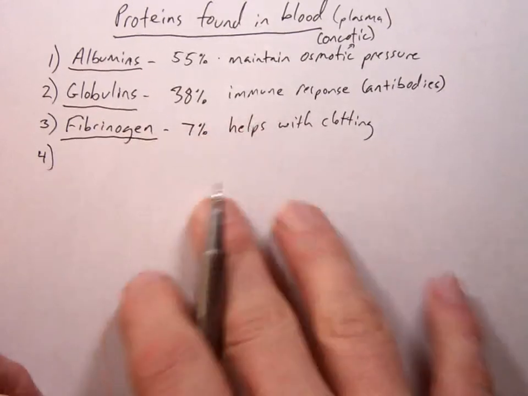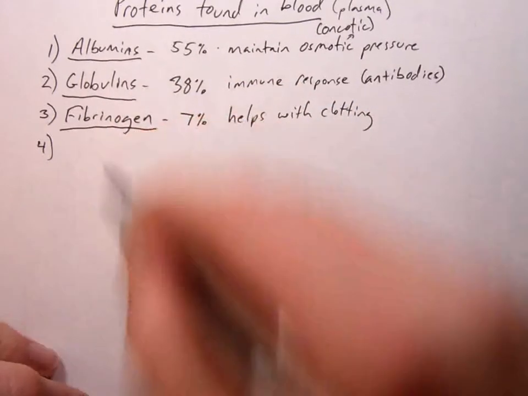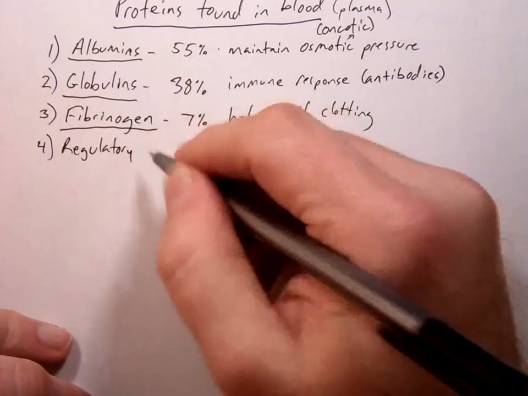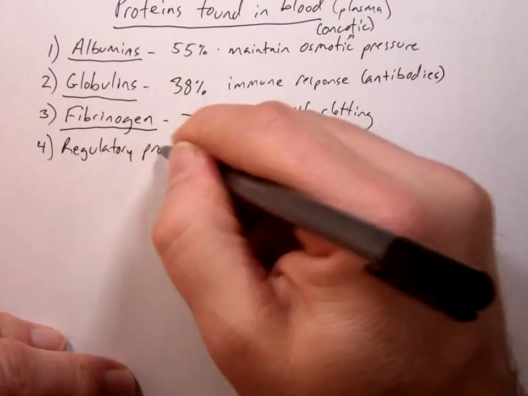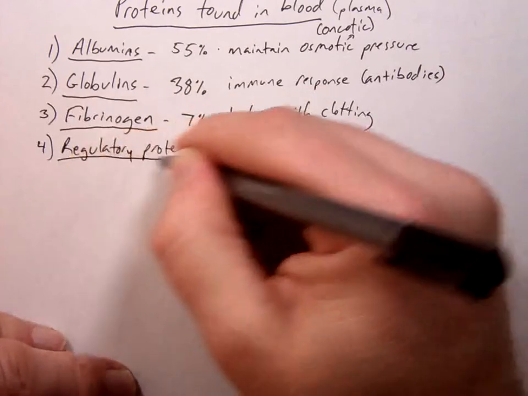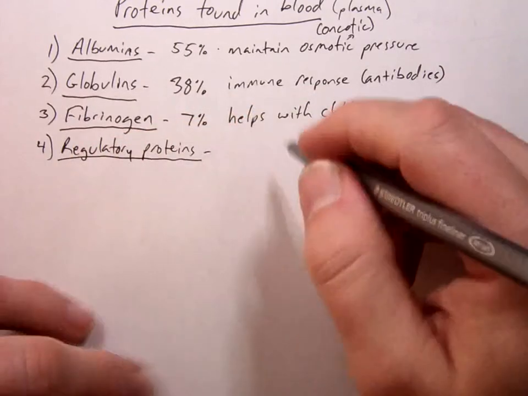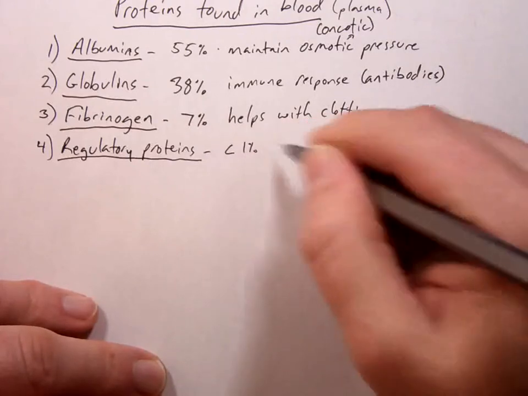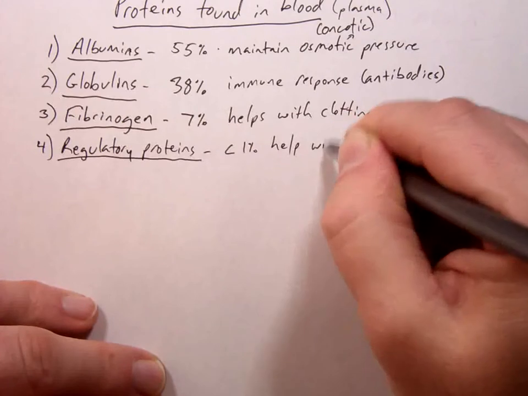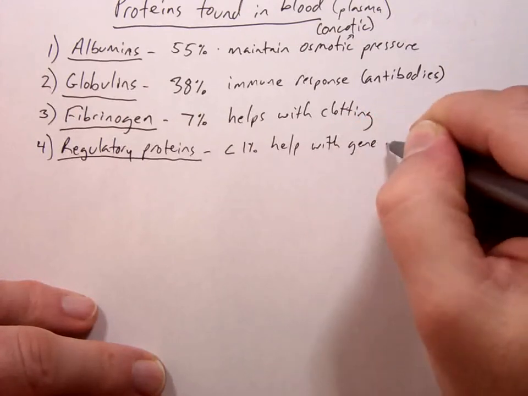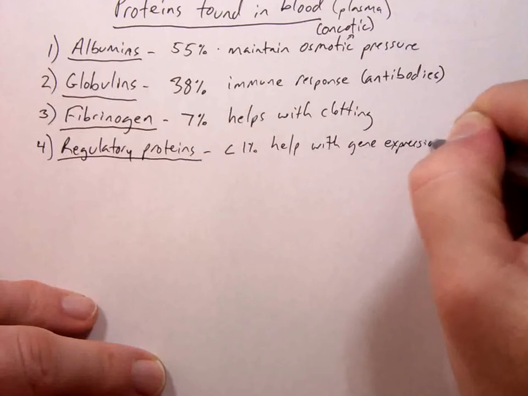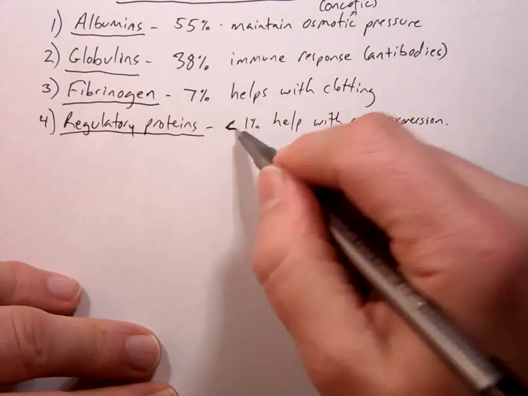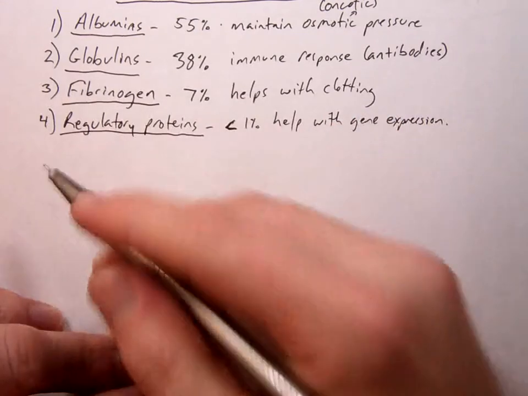Number 4 is regulatory proteins. These make up less than 1%. They help with gene expression. Basically, whether or not a gene is switched on or off has everything to do with these. That's supposed to be a less than sign. It has to do with these regulatory proteins.